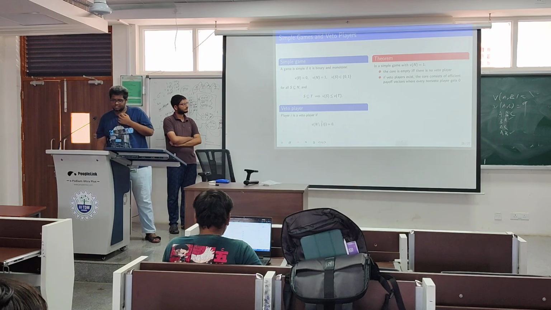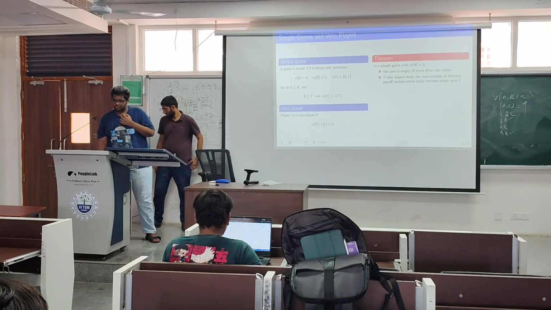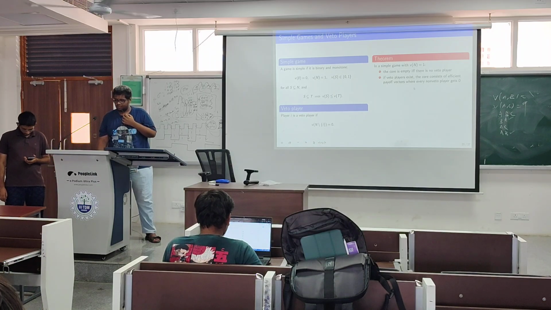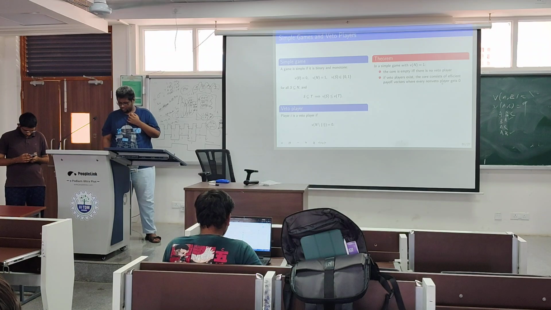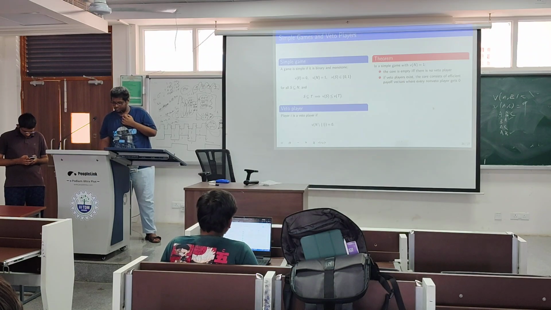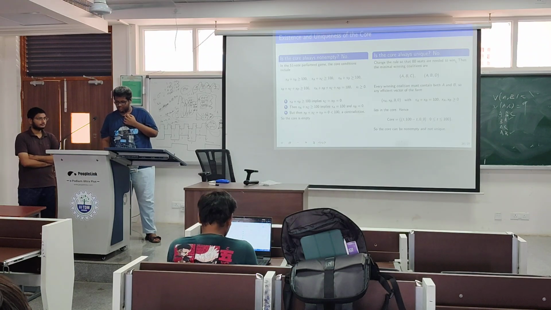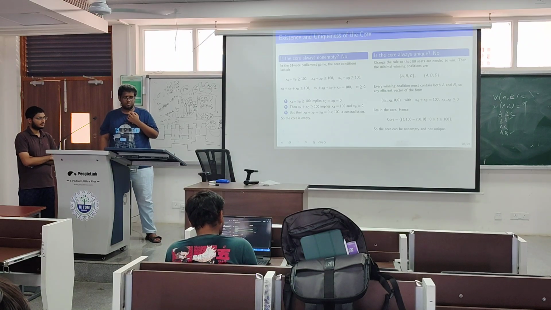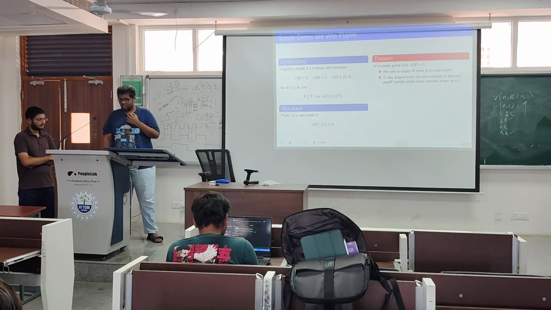Now, the theorem states that the core is empty if there is no veto player, and if a veto player exists, the core consists of efficient payoff vectors where every non-veto player gets 0. Here we saw that in the first theorem: the core is empty if there is no veto player. In the 51 vote game, we saw that there is no veto player, so that's why the core is empty.